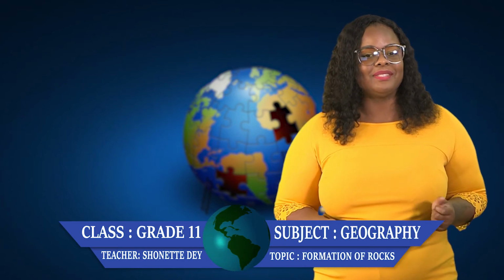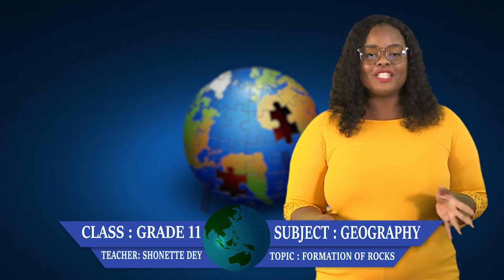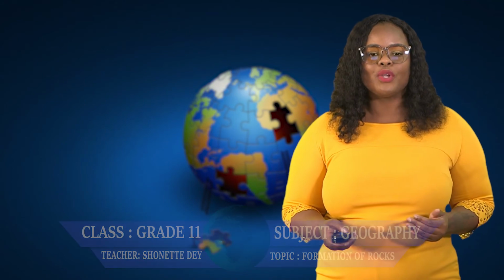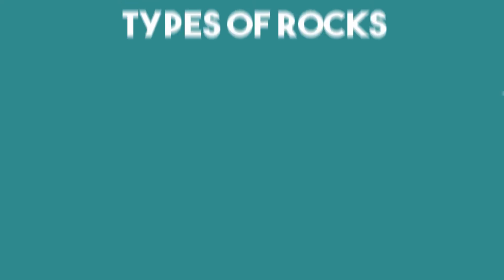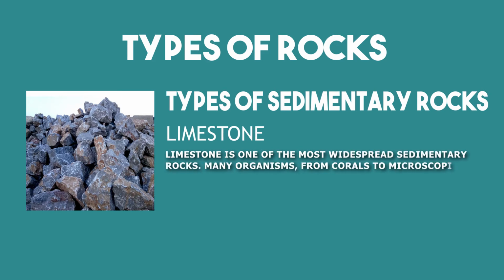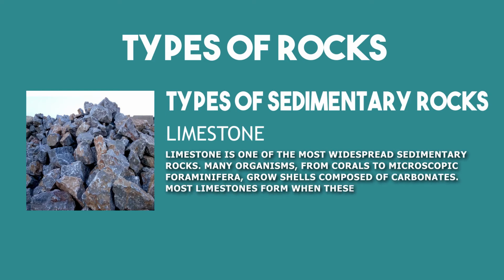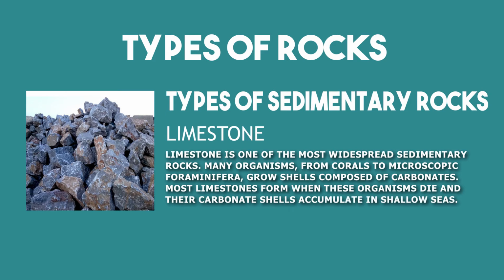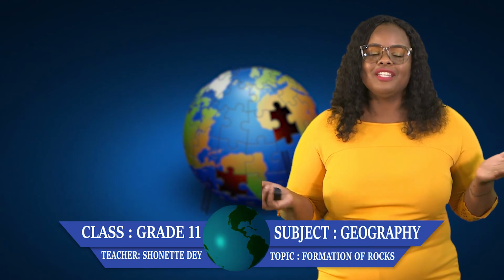Let's have a look at some types of sedimentary rocks. The first we have is limestone. So limestone is one of the most widespread sedimentary rocks. Many organisms, from corals to microscopic foraminifera, grow shells composed of carbonates. Now, most limestones form when these organisms die and their carbonate shells accumulate in shallow seas. Imagine how many creatures had to die to form this big rock. Have a look on screen, see the limestone.